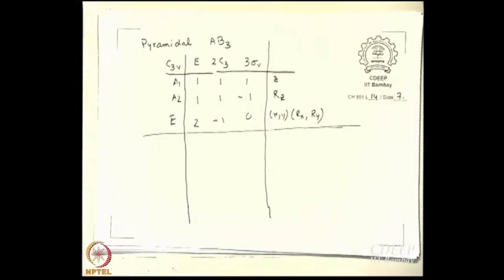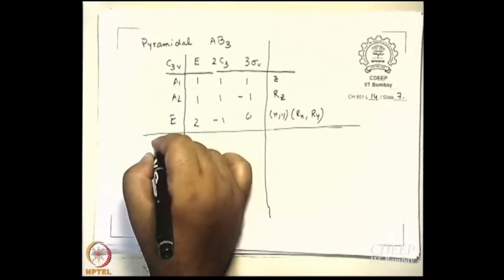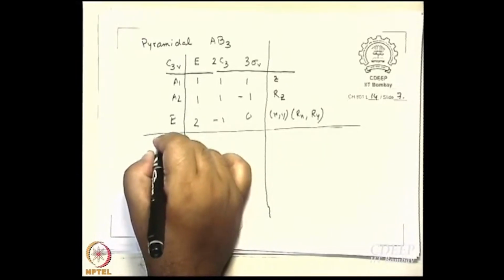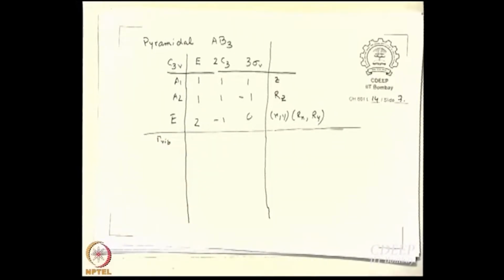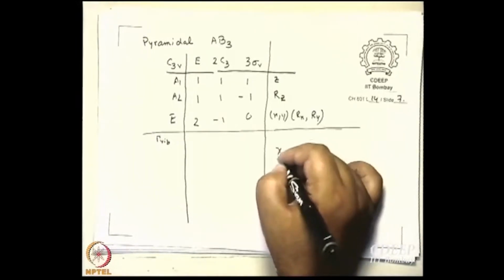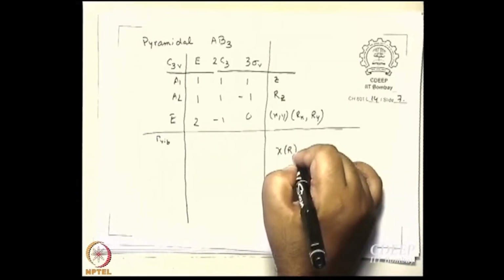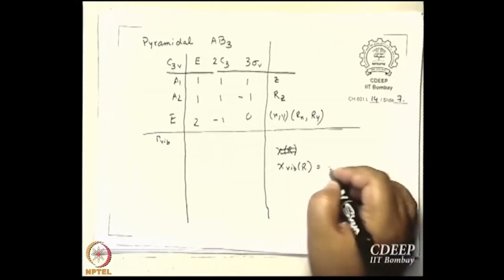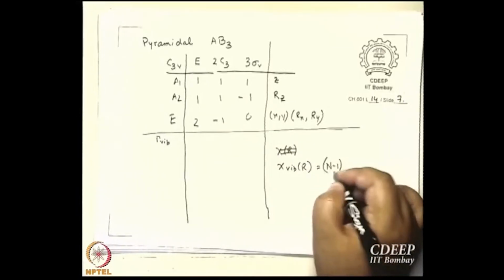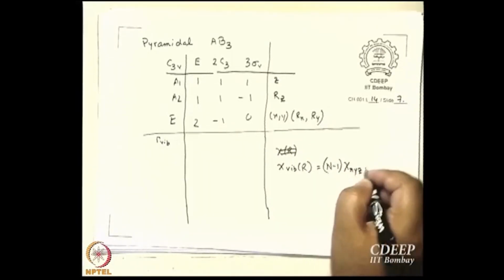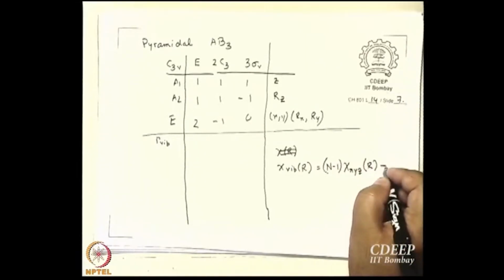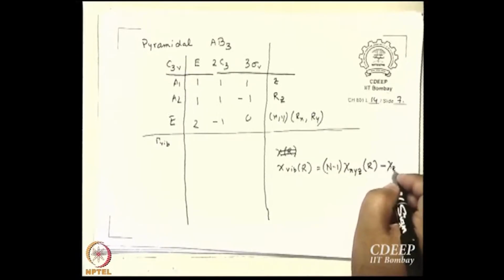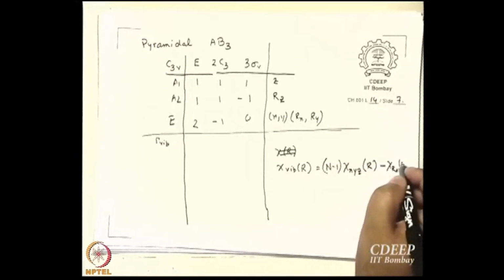Now, what will I do? I want to construct your gamma vib. How do I construct gamma vib? Remember that formula for chi of R? What is it? Chi vib of R is equal to (n minus 1) chi xyz of R, then minus chi rot of R. I will just write chi rot because I am running out of paper.